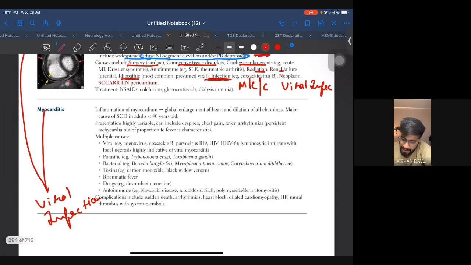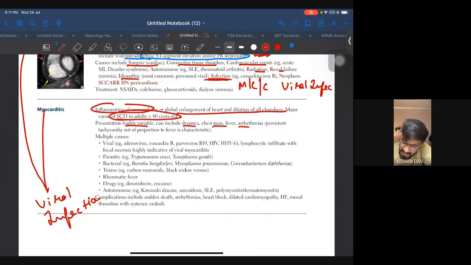Alright, coming to myocarditis: inflammation of the myocardium, global enlargement of the heart and dilation of all the chambers. Major cause of SCD in adults less than 40 years of age. SCD is sudden cardiac death. Presentation can include dyspnea, chest pain, fever, arrhythmia. Grab all the features. But the most important cause they will ask is viral, including adenovirus, coxsackie B virus, parvovirus. Coxsackie B, we will do this in micro. So if they ask you the most common cause of myocarditis or of acute pericarditis, think about viral infection. You have to remember this, nothing else to memorize here.